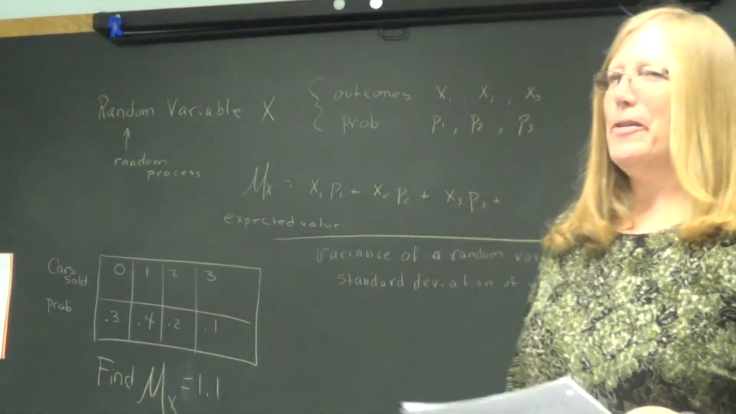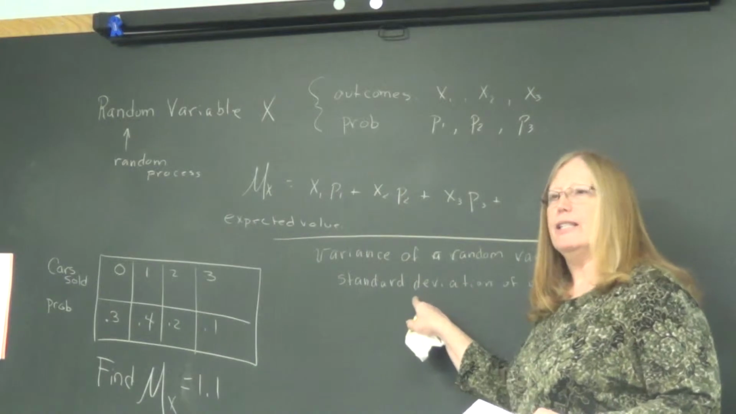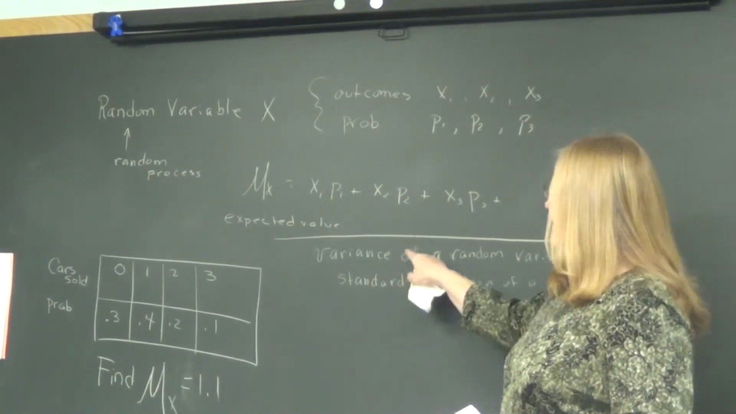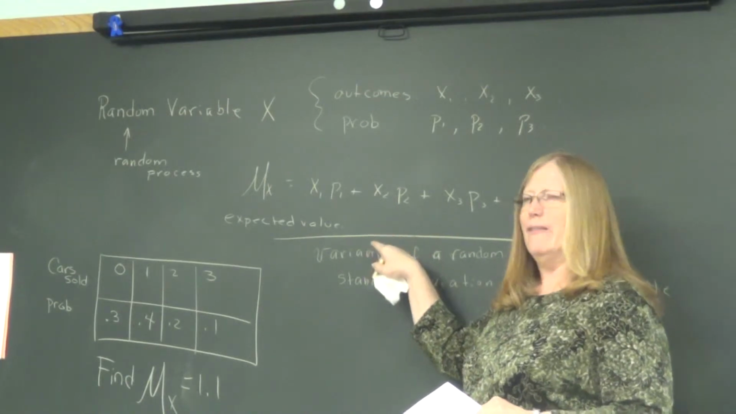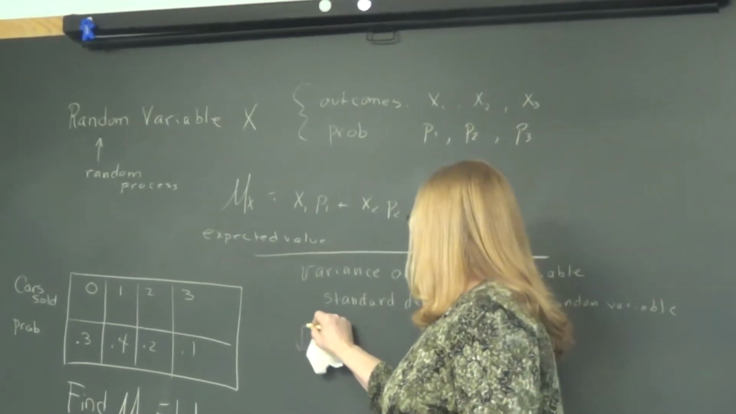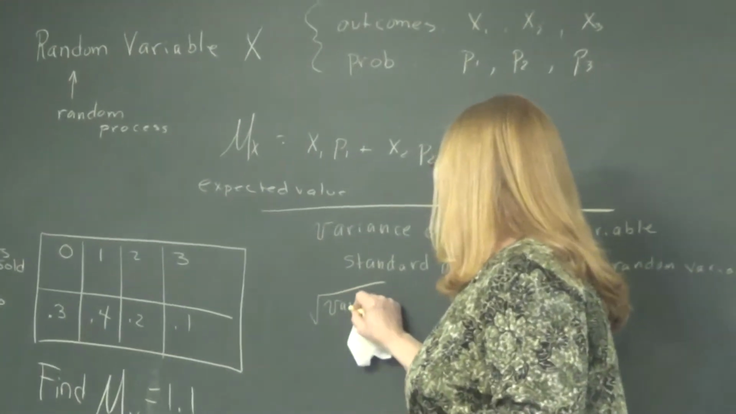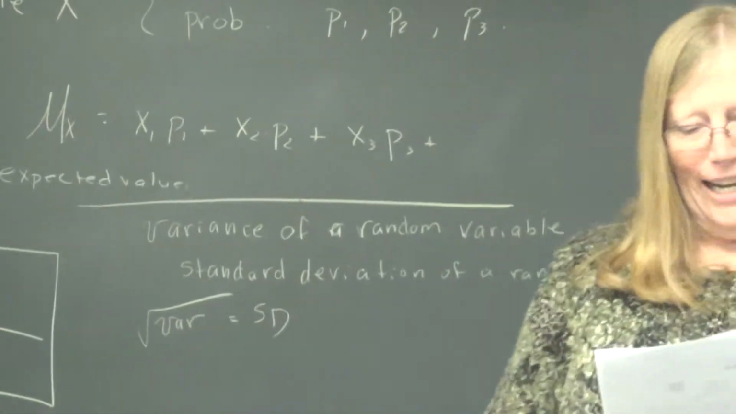All right, Julia, we're back on part 2. We're learning how to find the variance and then the standard deviation. Do these words make sense to you? Variance and standard deviation? Do you remember if you had the variance, how you got the standard deviation? We took the square root of the variance, and that would give us the standard deviation. So I'm sure you knew that.